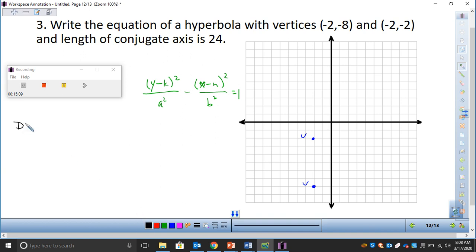So our important information: our direction, our center, and a, b, and c. So our direction is vertical, because those are vertices, those are major vertices, transverse axis vertices. So it's up and down, that's vertical. Our center, we can find the midpoint here. We know this distance is 6. 6 equals 2a. a equals 3. So I can count down 1, 2, 3, and find my center at (2, -5).